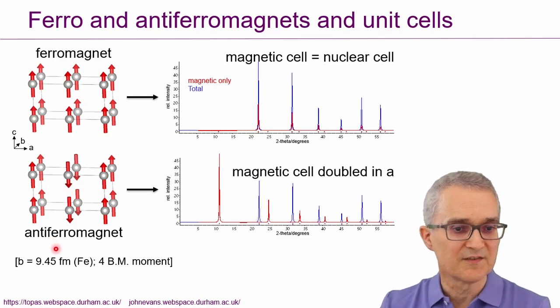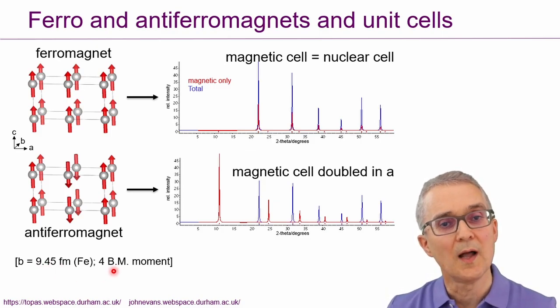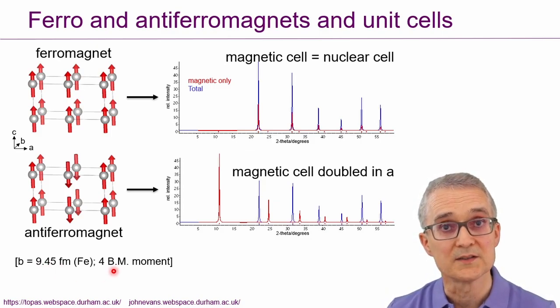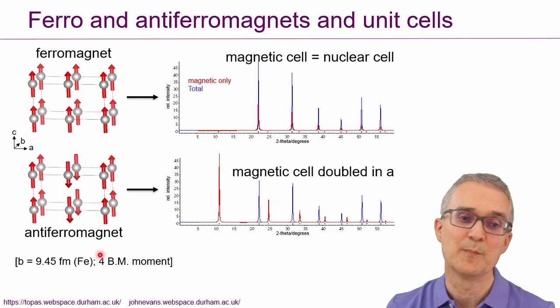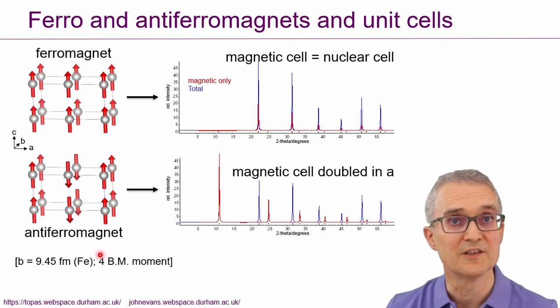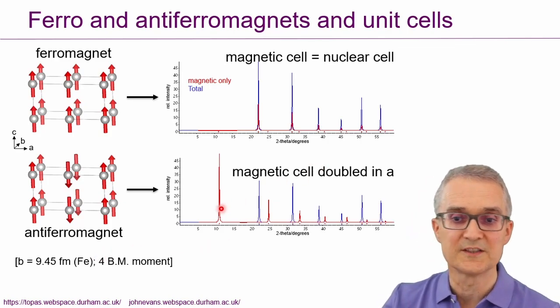Now, I've done these simulations for a typical example. I took the scattering length of iron to do the simulations, which is 9.45 femtometers, and I've assumed an ordered magnetic moment of 4 Bohr magnetons. Now, in a neutron diffraction experiment, you typically see 1 Bohr magneton of magnetic moment for each unpaired electron in the material. So if you had a d4 material with 4 unpaired d electrons, you would expect a magnetic moment of 4 Bohr magnetons. So this value is sensible for a typical transition metal compound in the middle of the first row of the periodic table. So magnetic intensities are significant, is the first thing to take away.